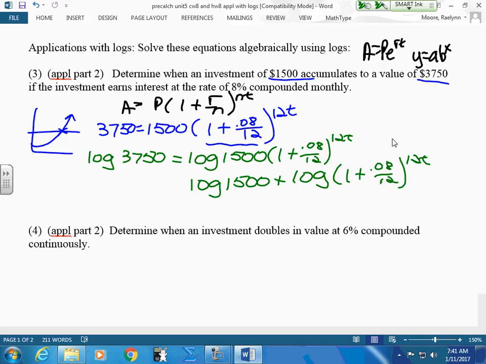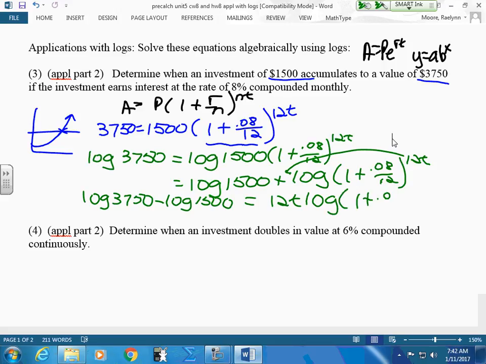And now, where does that 12t go? In front of the first log? The second log, because it only belongs to this guy. So now, to get rid of this one, I have to subtract it from this side. I cannot subtract these values and say the log of 2250. I have to leave it like this. And so then this one would say 12t log. It's a little messy looking, but the process is fine.